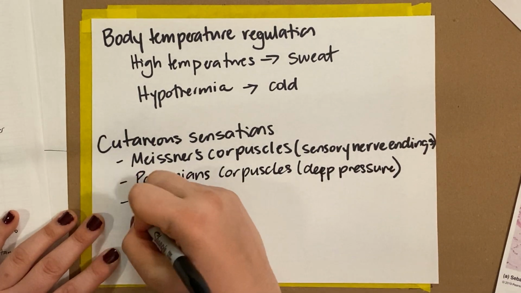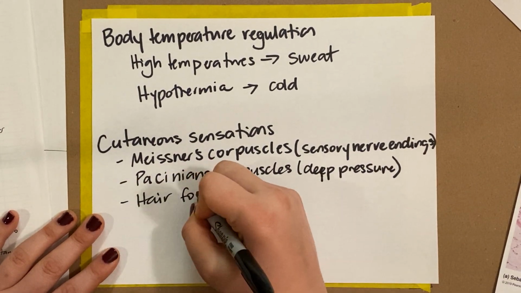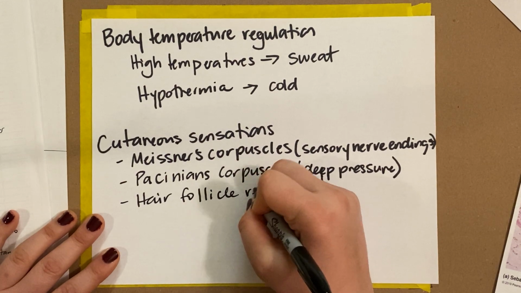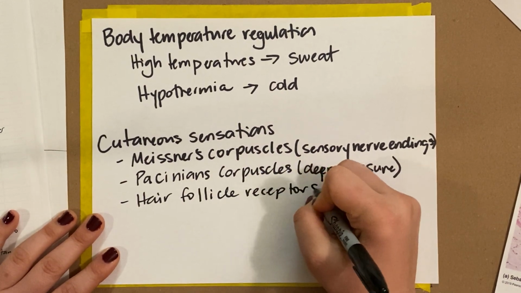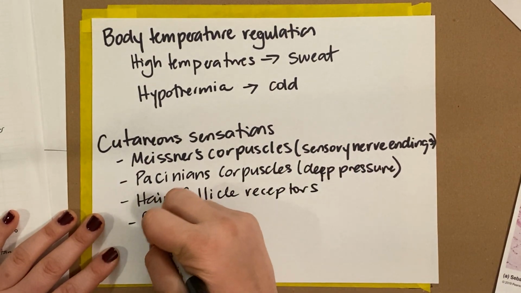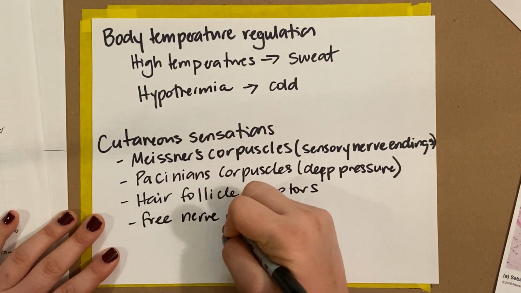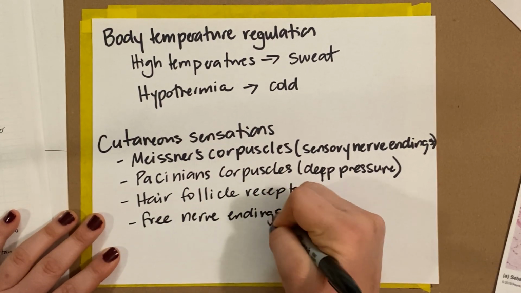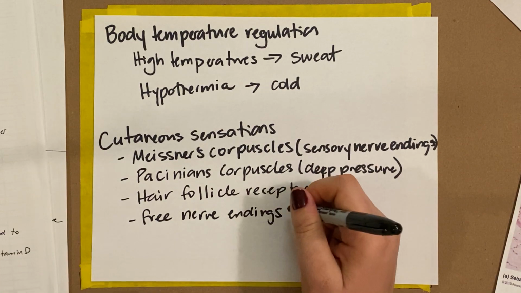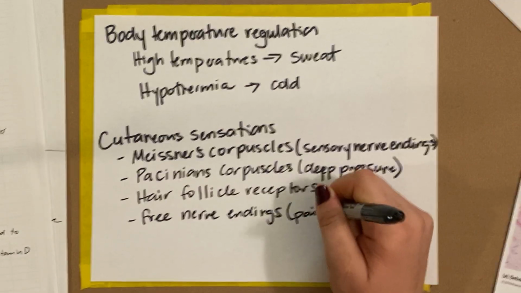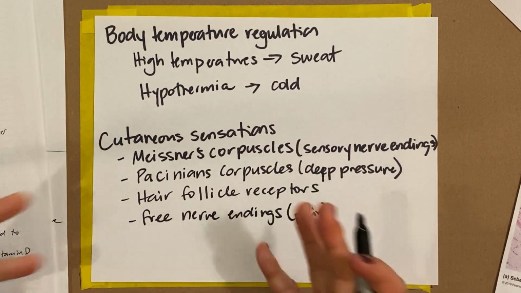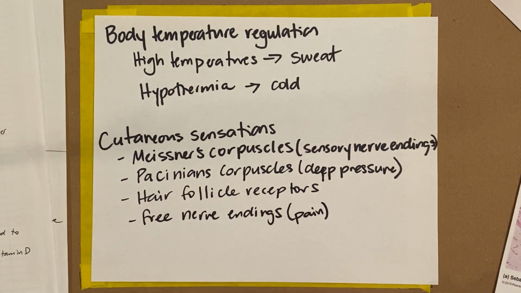We have hair follicle receptors. And we have free nerve endings. Okay, so those are usually associated with pain. But they're all going to be important in our sensations, okay?